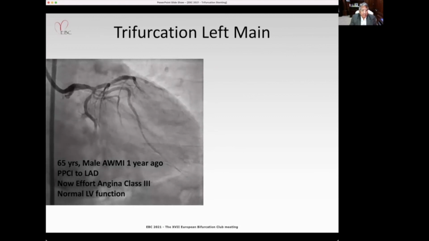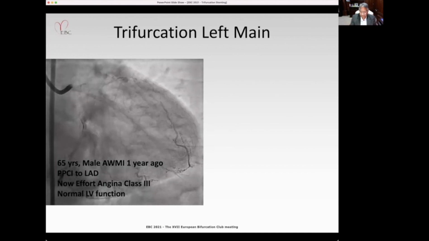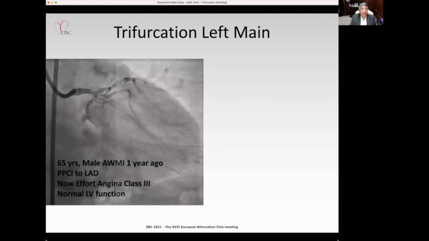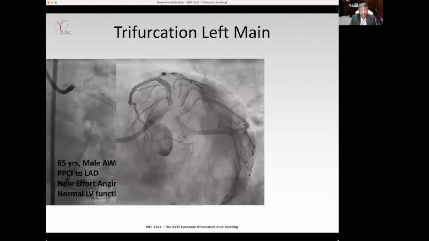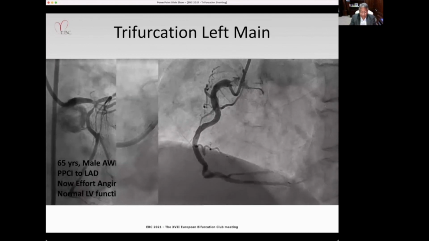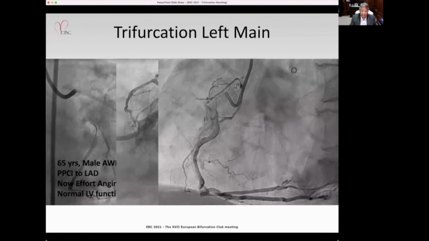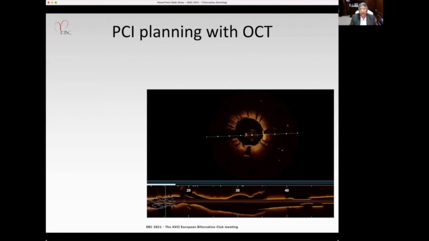If you see, there's a lesion in the left main extending into the circumflex, ramus, and the LAD. It's a Medina 1,1,1. The right coronary is normal. To plan this angioplasty, we first did an OCT. And this is what the OCT showed us.